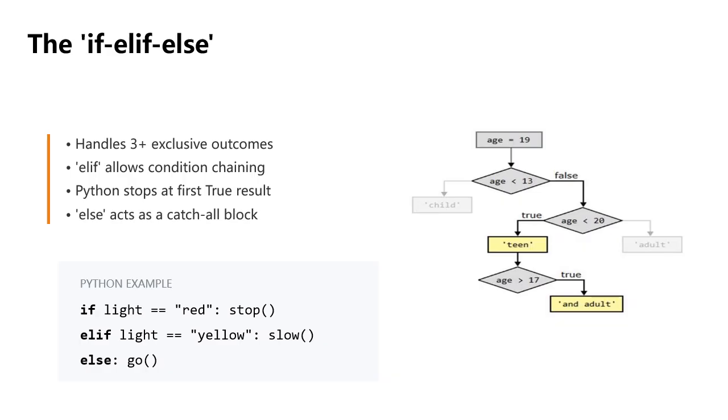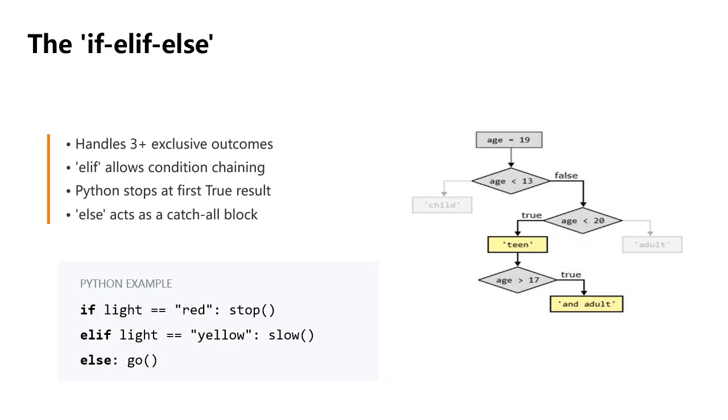In many cases, a simple yes or no isn't enough, and that is where the if-else ladder comes in. This structure is used when you have 3 or more exclusive outcomes. The keyword elif is short for else if. It allows us to chain multiple conditions together in a sequence. A classic example is a traffic light. It isn't just red or green, we have that intermediate yellow light that requires its own specific instruction.